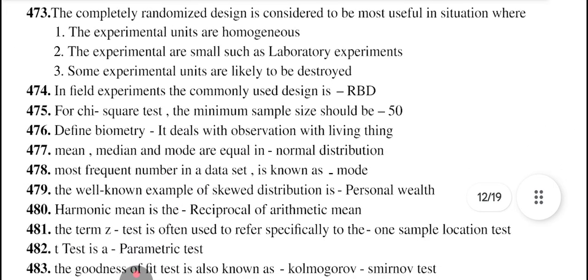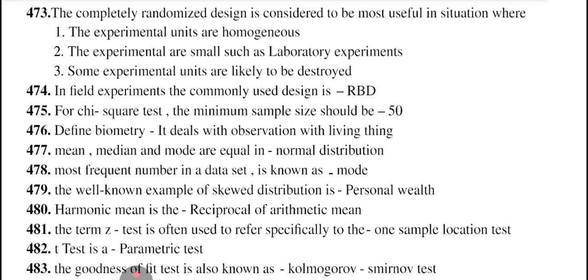Completely randomized design is considered to be most useful in situations where the experimental units are homogeneous, experiments are small like laboratory experiments, and some experimental units are likely to be destroyed. In field experiments, the commonly used design is RBD or randomized block design. In chi-square test, the minimum sample size should be 50. Biometry deals with the observations with living things.